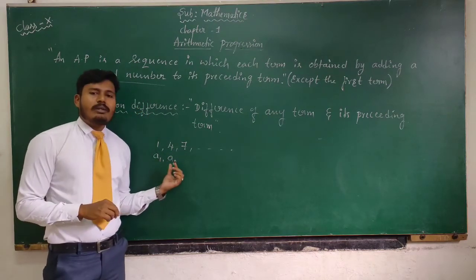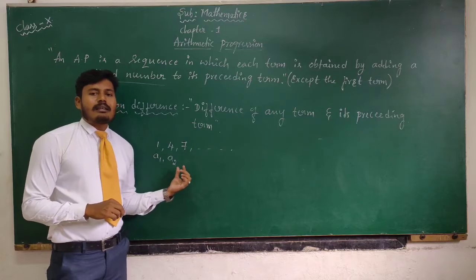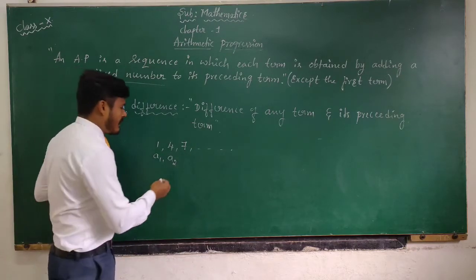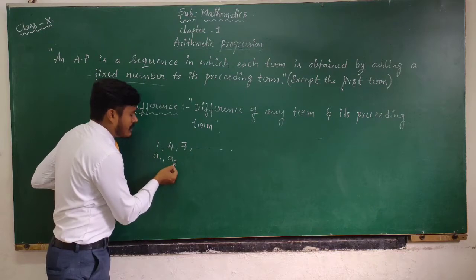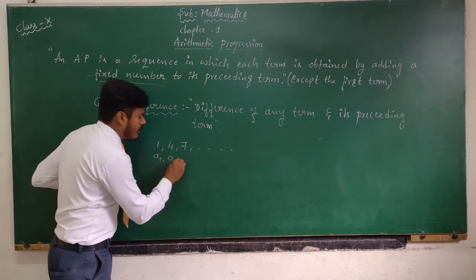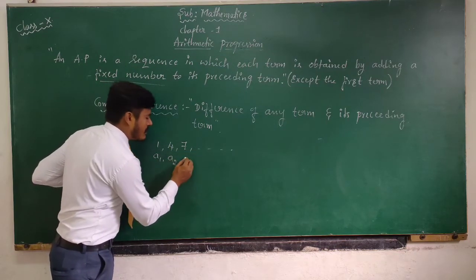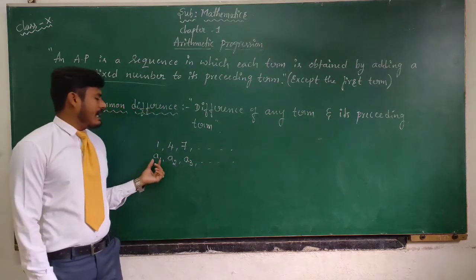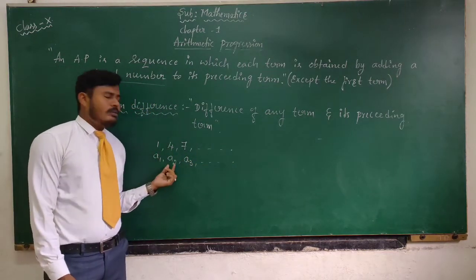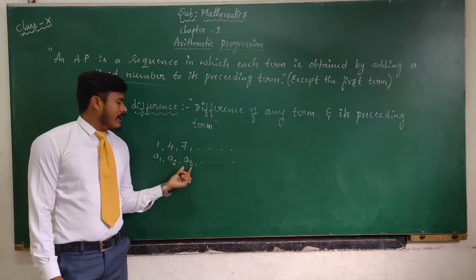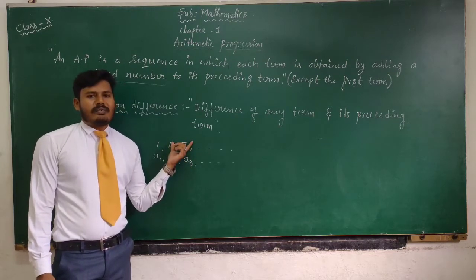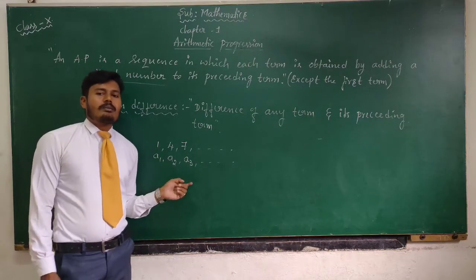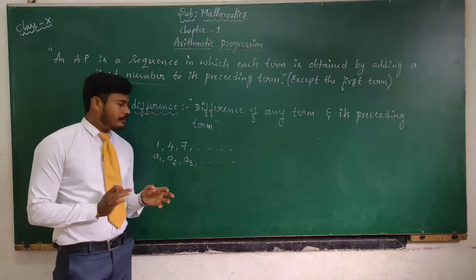So A1, A2 are the representations of the respective terms of an AP. 4 is in the second position, denoted by A2, and 7 is in the third position, so it is called the third term of the AP. A1 means first term, A2 means second term, and A3 means third term. This is the general form of representation of terms of an arithmetic progression.